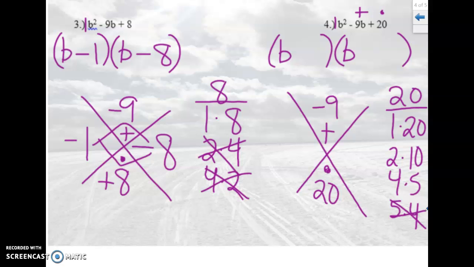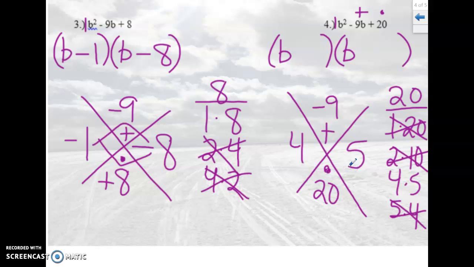So how can I add to -9 but then also multiply to 20? Well, 1 and 20, sorry, you're not going to cut it. 2 and 10, you're close, but not quite. I can add them for 12. I can subtract them for 8. So no. But 4 and 5, that's going to be our money here.